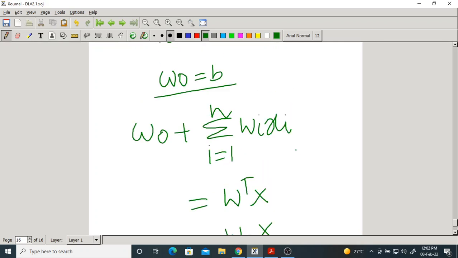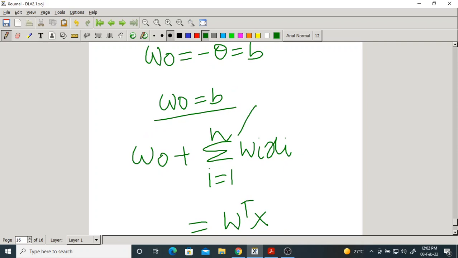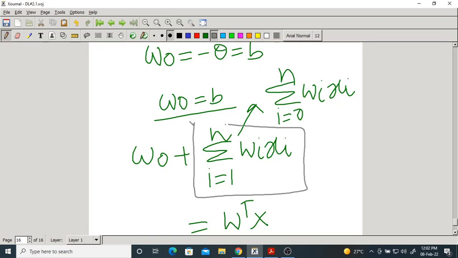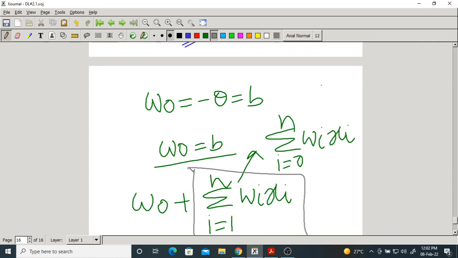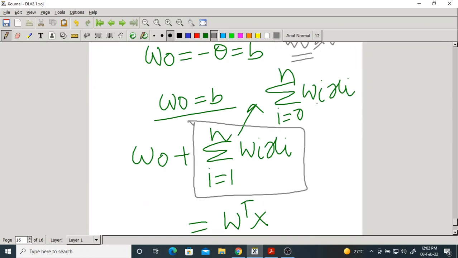So don't get confused here. It can also be written as summation i equal to 0 to n omega i xi. Is it okay? If I write from 1 to n, I am writing from 1 to n. If I write from 0, what is omega naught into x naught? x naught is always 1. Omega naught into x naught, right? It is always 1. So we are left with w naught. So that's why this is also one way of writing.